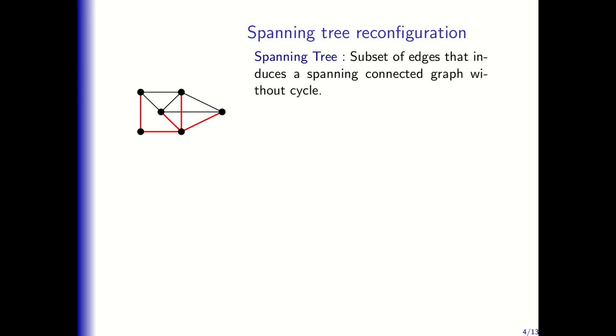Okay, so in this talk we focus on spanning tree reconfiguration. You probably all know what a spanning tree is. A spanning tree is a subset of edges that induces a connected graph without cycle that spans all the vertices of your graph. For instance, in the left graph, the red edges form a spanning tree.